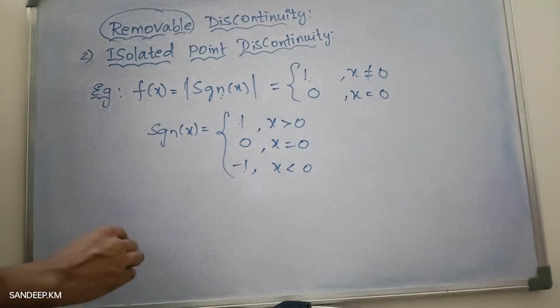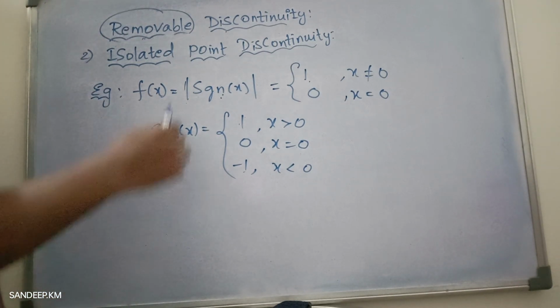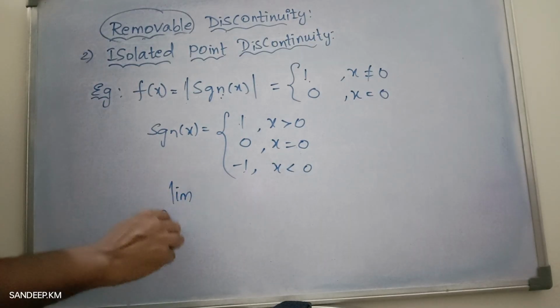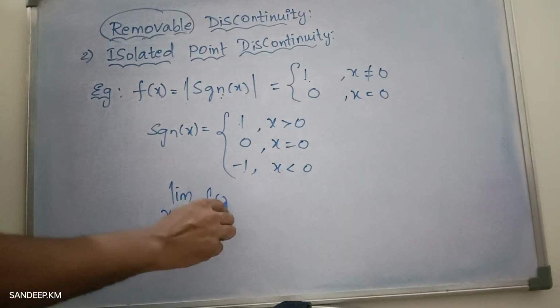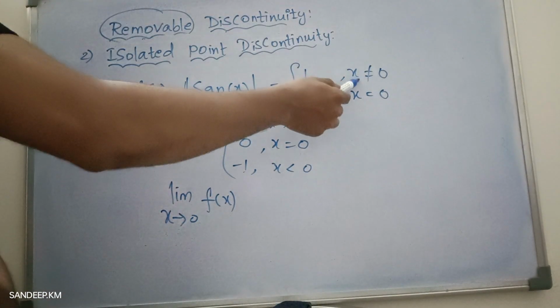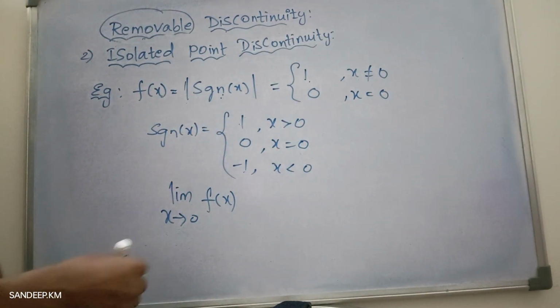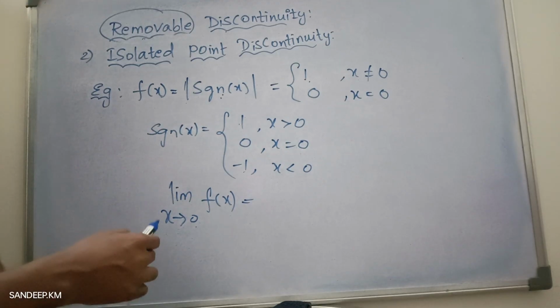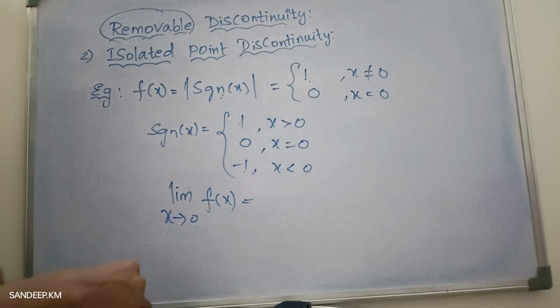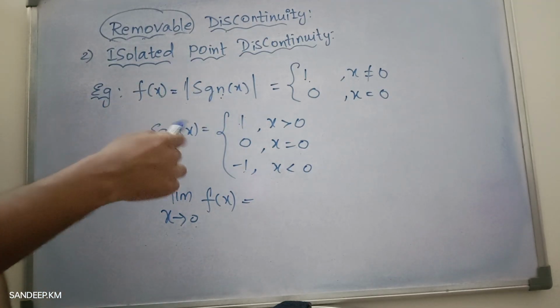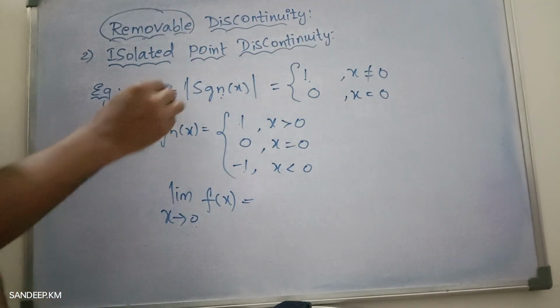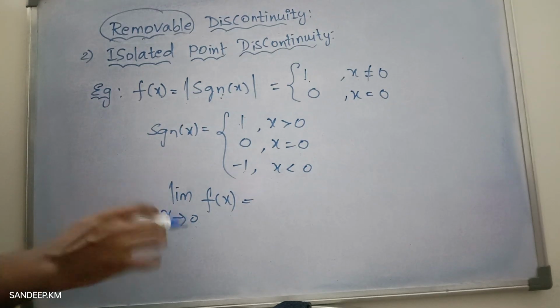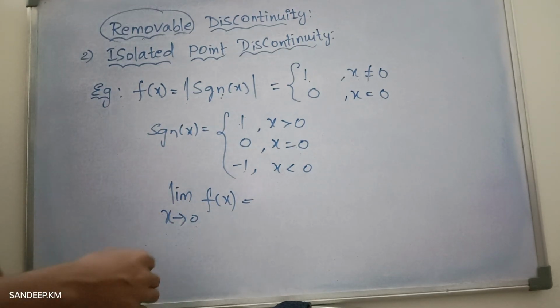Now if you try to find the limiting value of this function f of x, no need to find LHL and RHL separately. When input is not 0, the output is always 1. Okay na? See, limit x approaches 0 f of x. I am trying to check the limit at x is equal to 0. Okay now, observe this. We are discussing about continuity of the function at x is equal to 0. Okay, in this case, at x is equal to 0, the limiting value of the function, dear students.